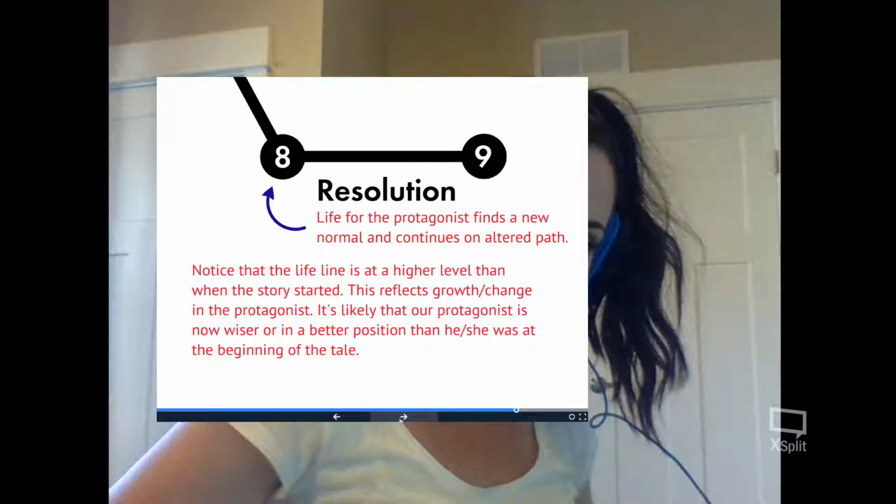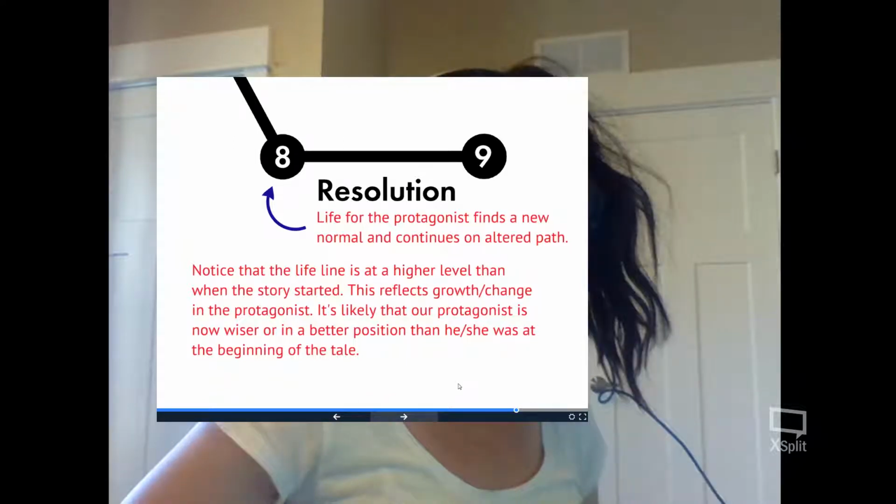Or Frodo Baggins, he's not the same person he was when he initially left the Shire. Now, is he? No, he completely changed because of all the events in his life. So we're going to see this lifeline, this arc, not start at the bottom like where it was, but it's going to be a little elevated. It's going to be a little higher because that's going to show growth.